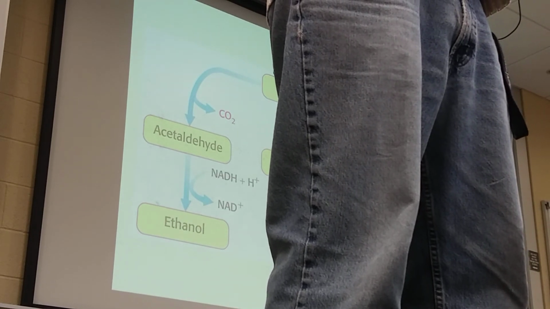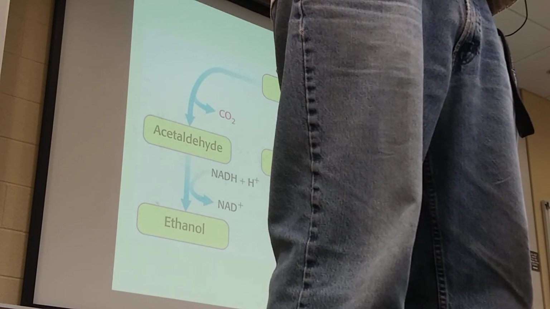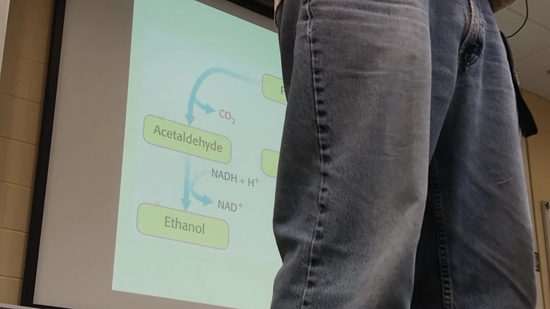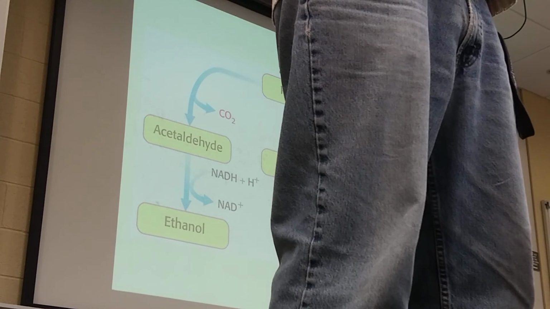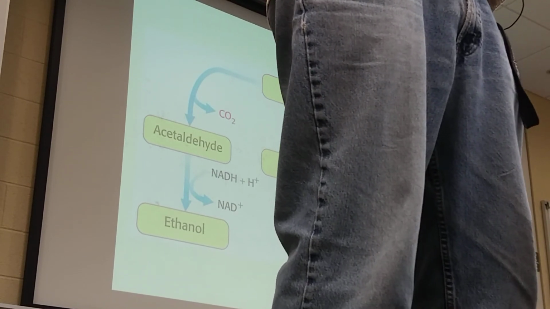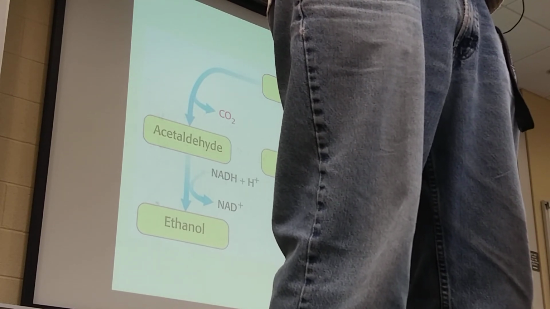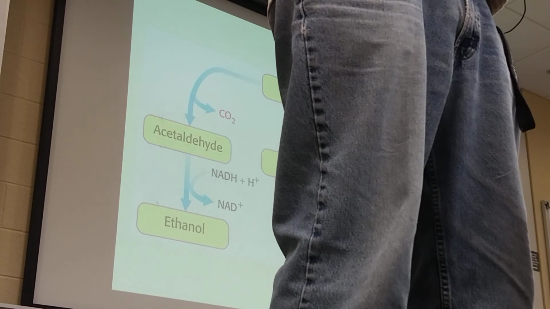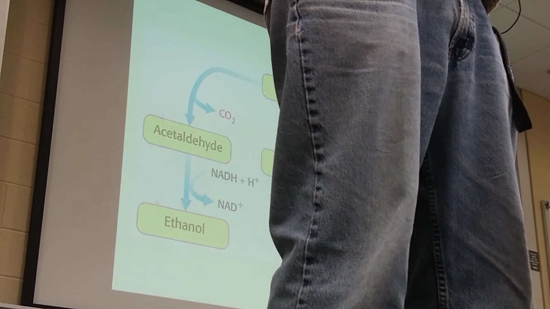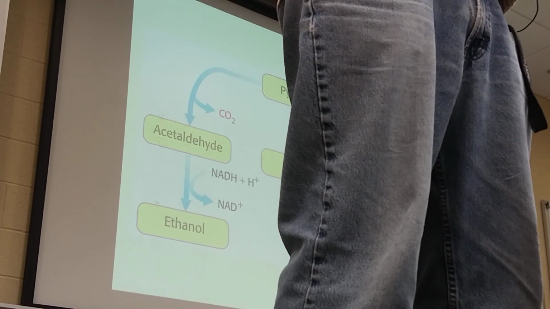Further reduce, actually no, oxidize. Oxidize what? NADH to NAD plus. And why would they go about doing that? Think of it as a way of having NAD plus continue their glycolysis cycle. In a way to keep my glycolysis going, why don't I just send them to the electron transport chain? They don't have that. Yeast cells don't have electron transport chains?